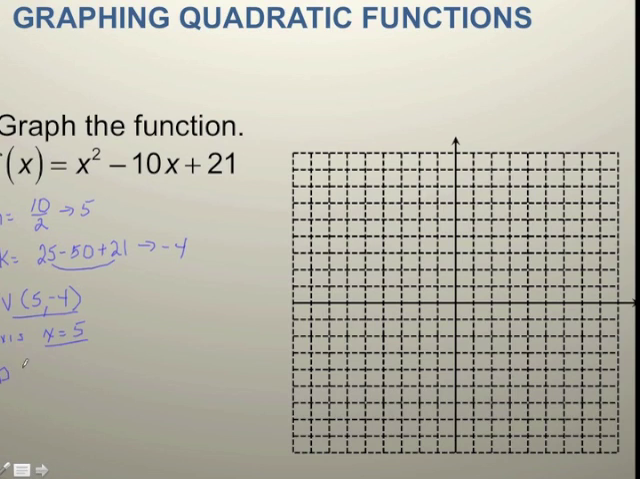The domain will be all real numbers. And the range, does this open up or down? This is a positive a, so it opens up, and it will start at the y vertex value of negative 4 and go to infinity. This will also mean that this parabola will have a minimum y value of negative 4.